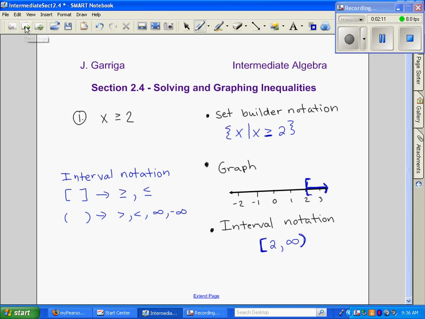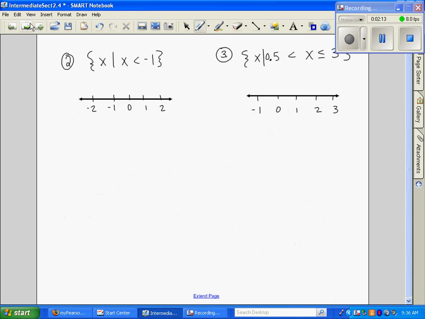So let's look at the next problem. Number 2, we're going to graph x such that x is less than -1. So we go on our graph and we're going to find, first of all, -1, and we're going to put a parenthesis, and we want all the values that are less than -1. That means everything to the left will be shaded.